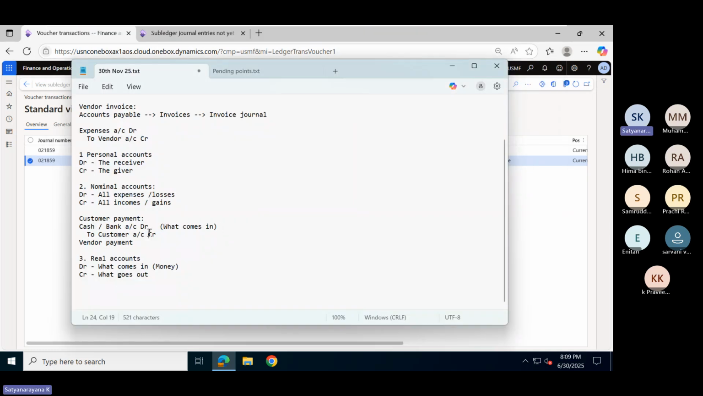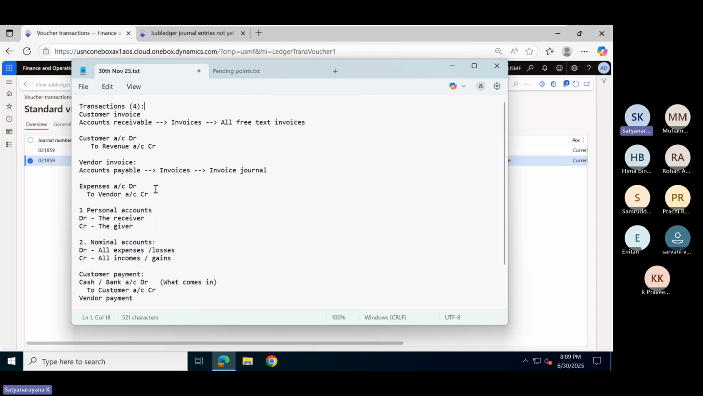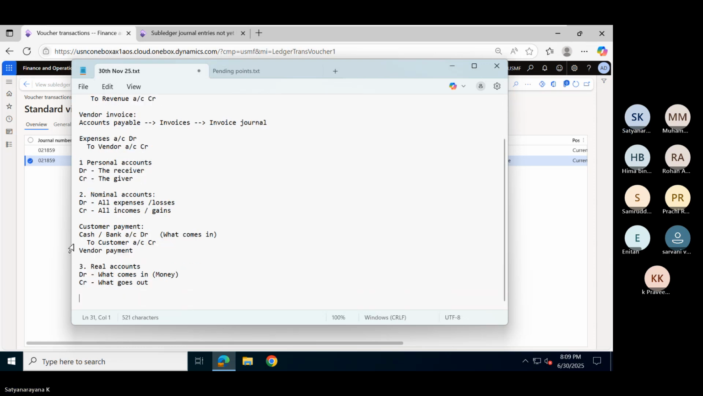Cash or bank account debit to customer account credit. So the third rule, debit what comes in, is applied here. Cash or bank account debit. Okay. And here customer account at the time of invoice it is debited. At the time of payment it is credited. Because he is the giver of the money, right, sir? It's not like giver. Now you don't apply the giver. You need to apply what comes in. Debit what comes in.